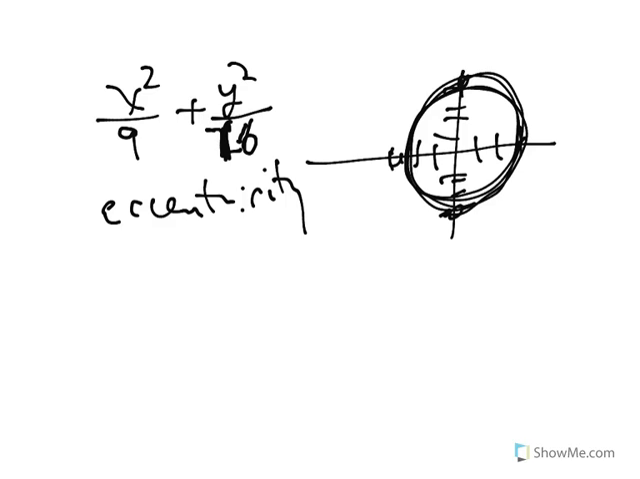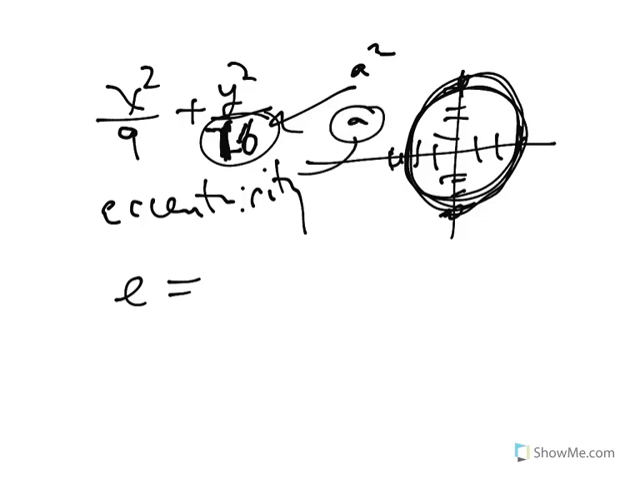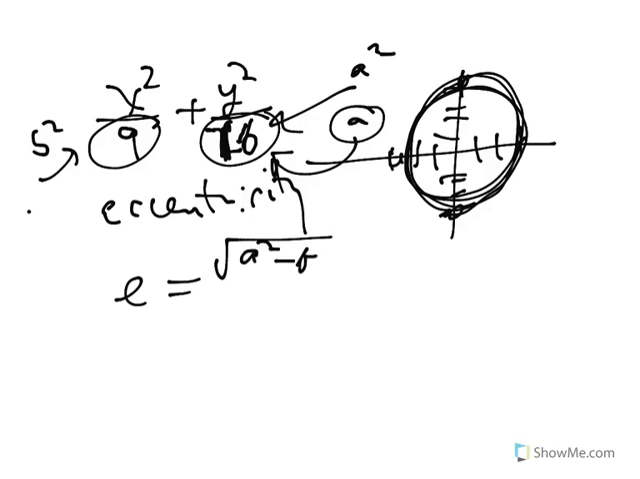There's a formula for eccentricity. Now I didn't mention this before, but whatever the larger number down here is, that's called a squared, so the square root of it is called a. That's not always underneath the y squared, just in this case it is. And the smaller one is b squared, so the square root of it is b. The eccentricity can be calculated with the formula e equals the square root of a squared minus b squared, over a. So in this case, we just subtract these two things, get the square root of 7, and a is not 16, but it is 4. So that's the eccentricity of the ellipse.